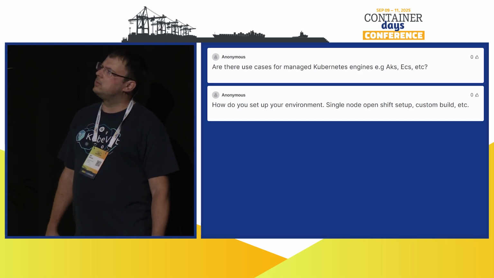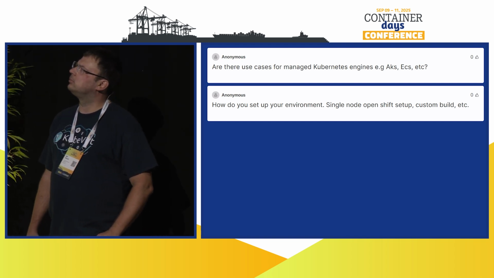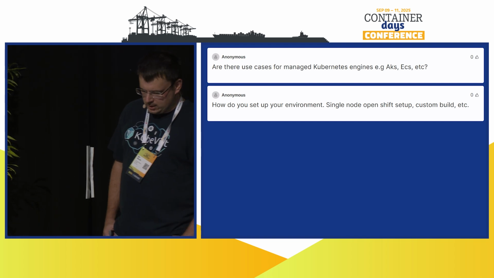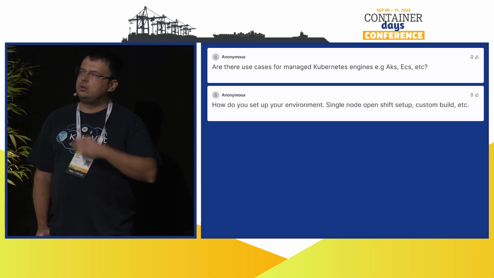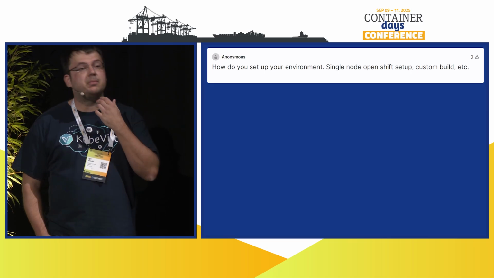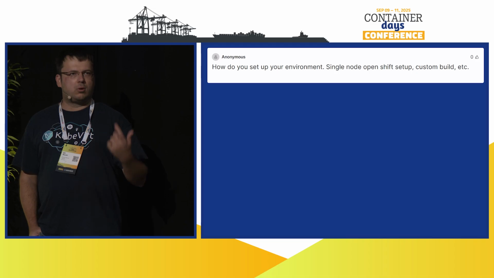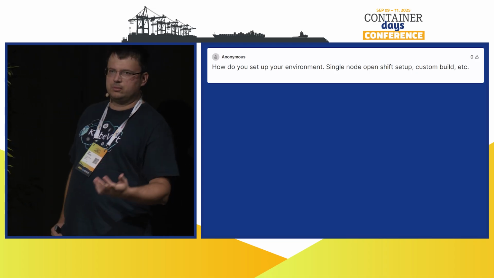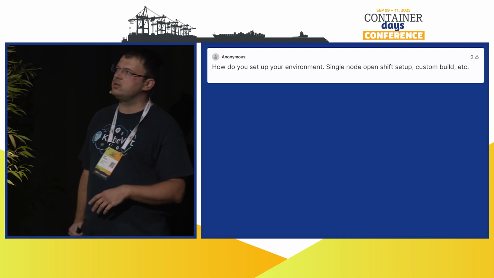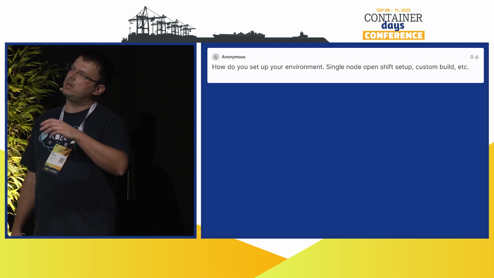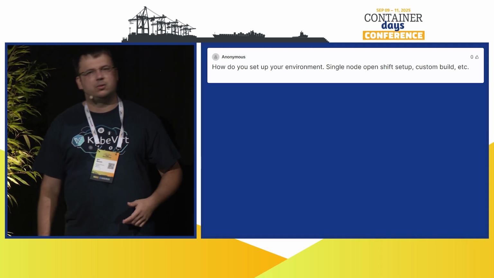And the last one would be, how do you set up your environment? Single node, OpenShift setup, custom build, or something else? You do need to enable OCI hooks in the container engine configuration file. For CRI-O, by default, when you install the nodes and you DNF install CRI-O, it's enabled by default. I don't know about containerd and other engines. I know that it's enabled in CRI-O by default, and you can see the directories where you need to use a drop-in to put the configurations there.